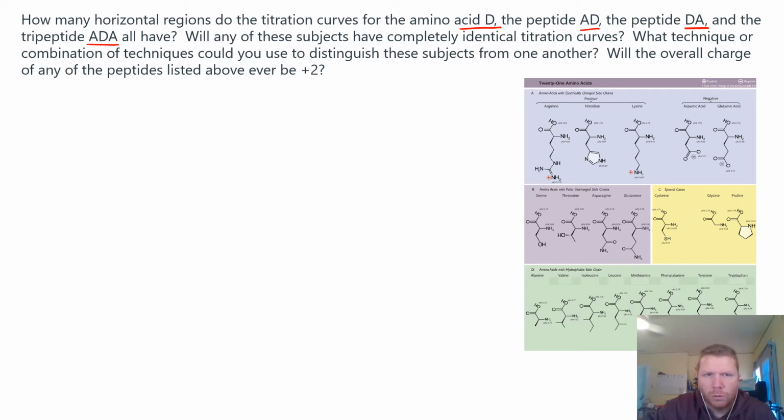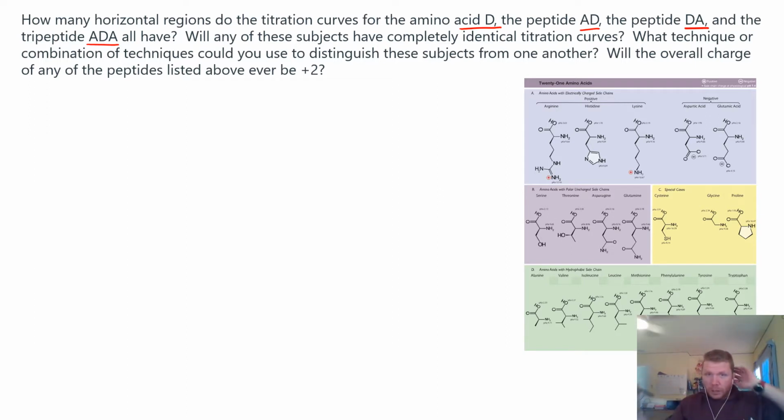The second part of the question is, will any of these subjects, those individual amino acids and peptides, have completely identical titration curves? Third part, what technique or combination of techniques would you use to distinguish these subjects from one another? And the fourth part of the question, will the overall charge of any of these peptides listed above ever be +2? Okay, so that's not asking +2, +3, that's asking specifically, will they ever be +2?